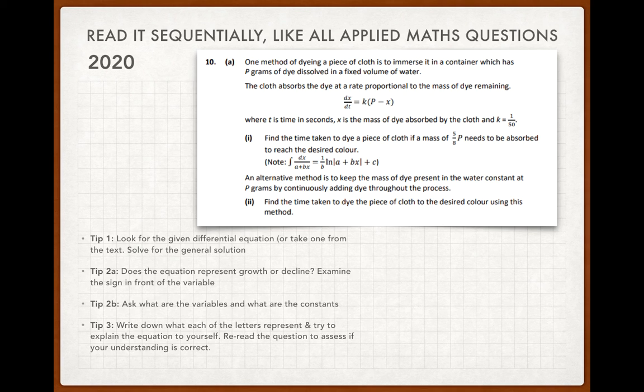We also can see there the k is equal to 1 over 50. It's a constant, so that's fine. We know t is equal to time based on that line as well. Now we need to find out what p is. And p is in the first paragraph, so we might have to read the entire paragraph.